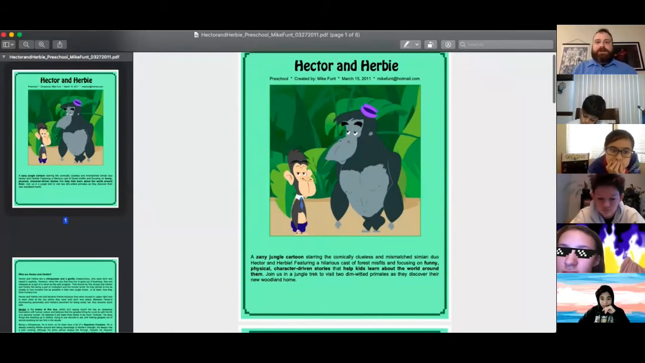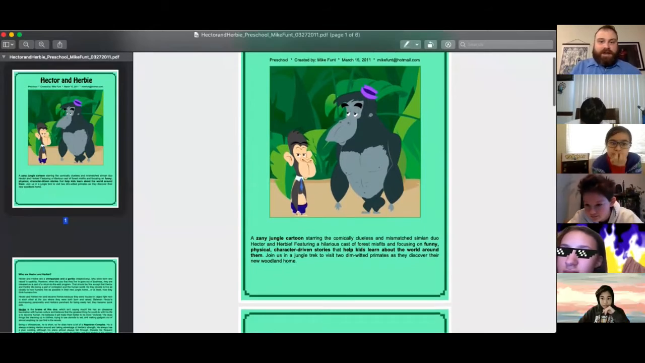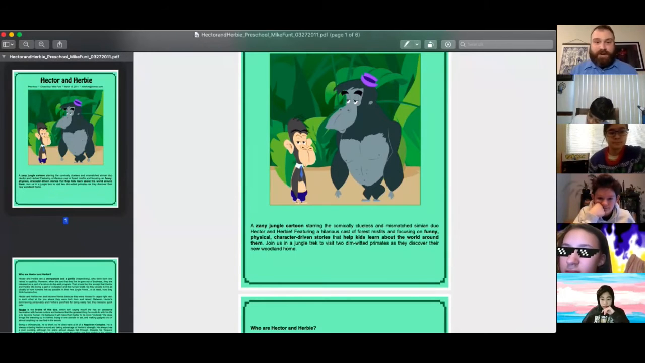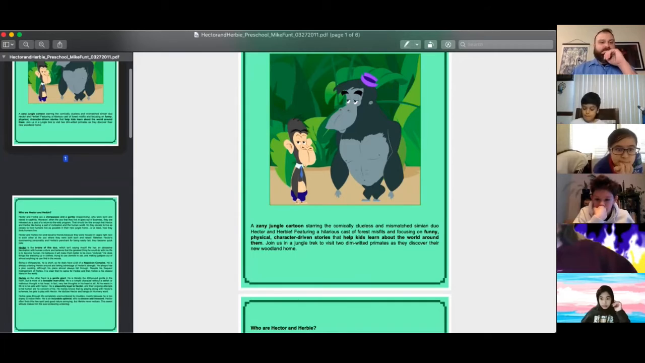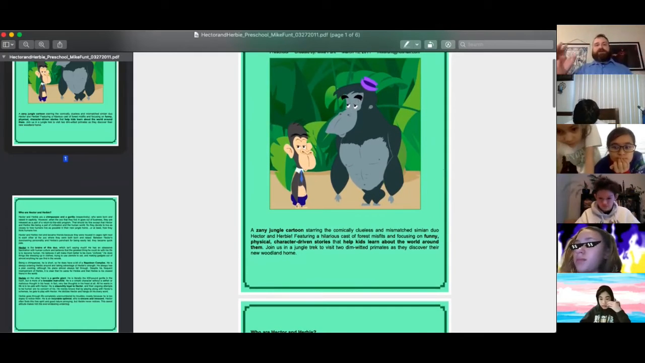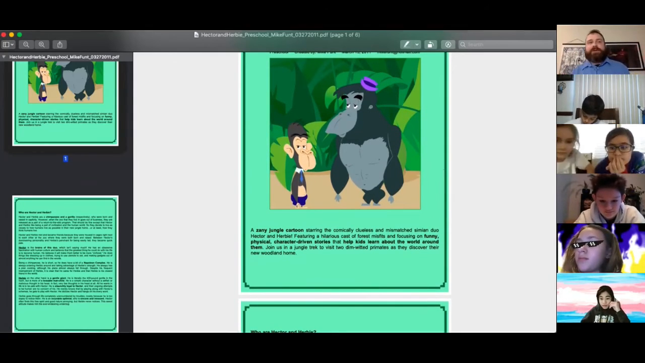So these are characters called Hector and Herbie. The idea was that it was a jungle cartoon, and these two characters were born and raised in captivity, and were in a zoo for a while. The zoo that they were in closed down, and so they got released back into the wild. What is that program called? I can't remember what it's called, but when an animal has been in captivity, they can return them to the wild through this program. So they do that.